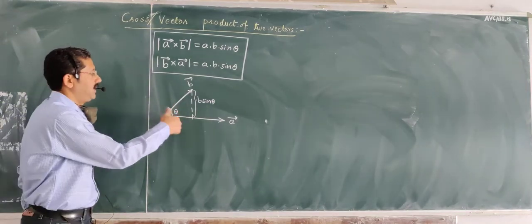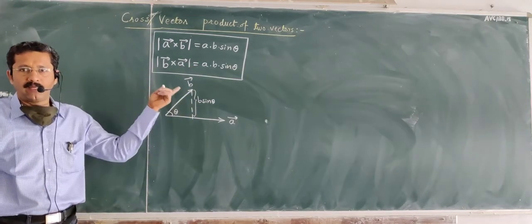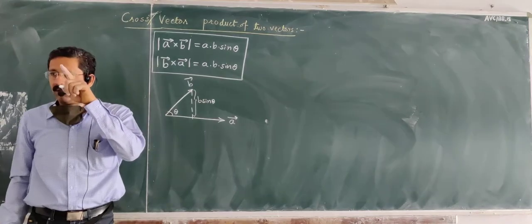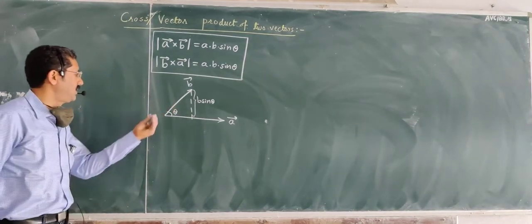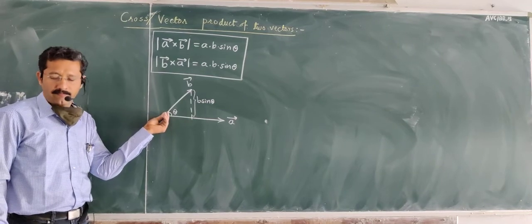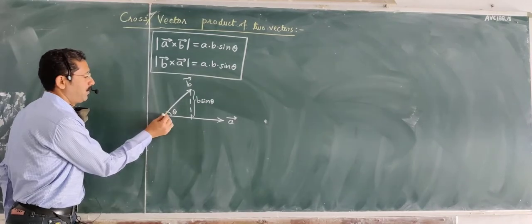So A cross B has a magnitude equal to AB sin theta, but it will be a vector quantity, the direction of which is going to point here. So A cross B is going to point here. Supposing this is your vector A cross B, it will be pointing towards your side.